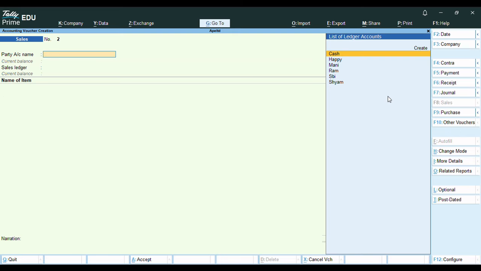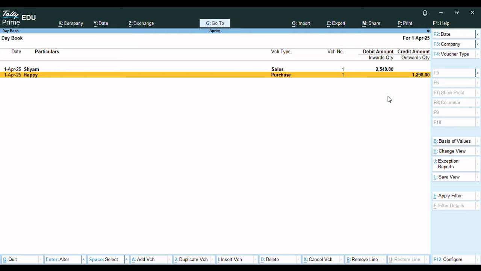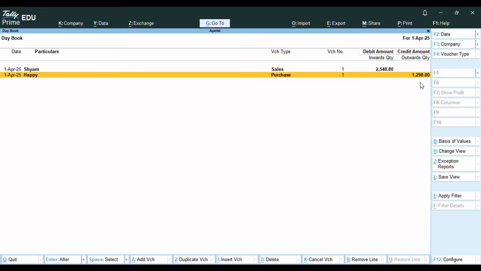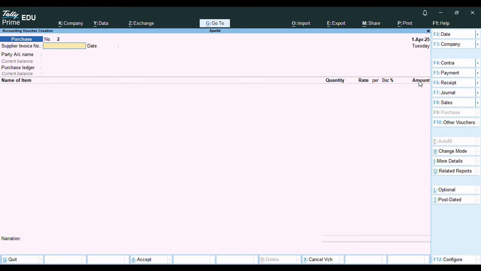Okay, फाइनल सेटलमेंट ऑफ एंट्री नंबर 1, यानी कि जो हमने परचेज करी थी हैप्पी से, 1000. नाउ यू कैन क्रॉस चेक डे बुक. डे बुक में देखो बच्चे, हैप्पी से वी हैव परचेज 10 pieces, 1298, and the voucher entry third is saying final settlement of entry number 1 at 1000, यानी कि 1298 की सेटलमेंट हमने कितने से कर दिया? 1000.